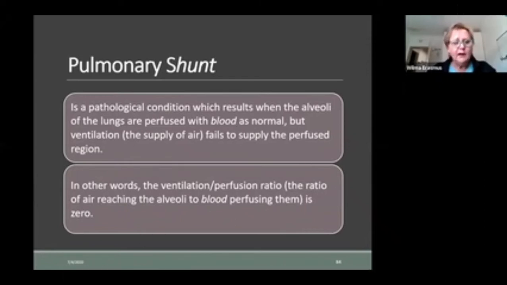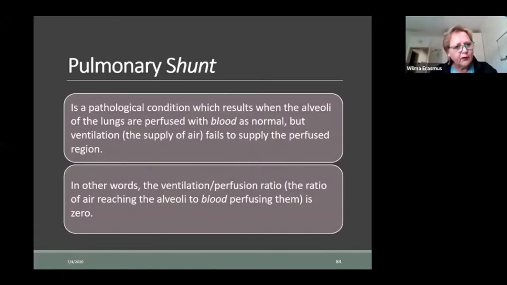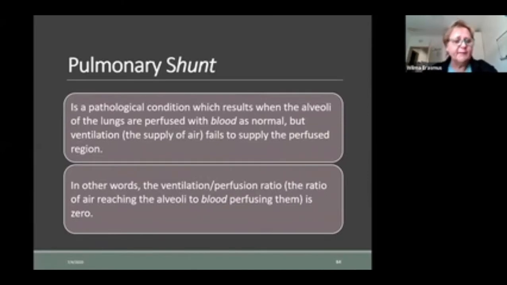Ventilators and weaning. If you don't understand the concept of pulmonary shunting and compliance, then you're going to struggle a bit. Okay, so pulmonary shunt is basically the pathology which results when the alveoli of the lungs are perfused with blood as normal, but ventilation that supplies air fails to supply the perfused area. So in other words, the ventilation perfusion ratio, that's the ratio of air reaching the alveoli to blood perfusion, is 0. So it can't go over that barrier, and that's a big problem.